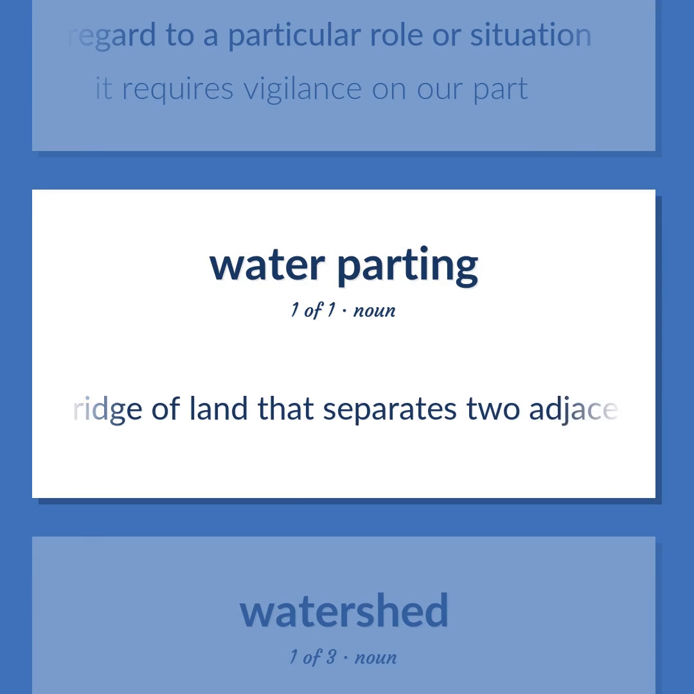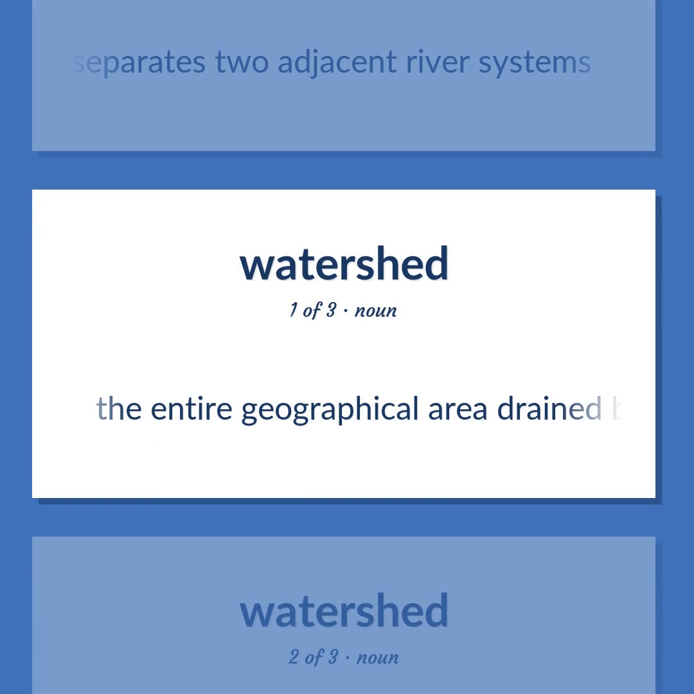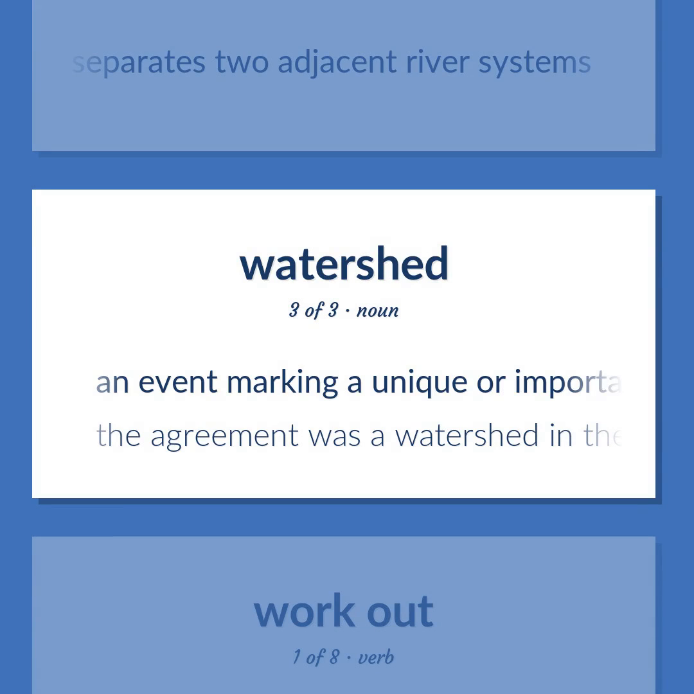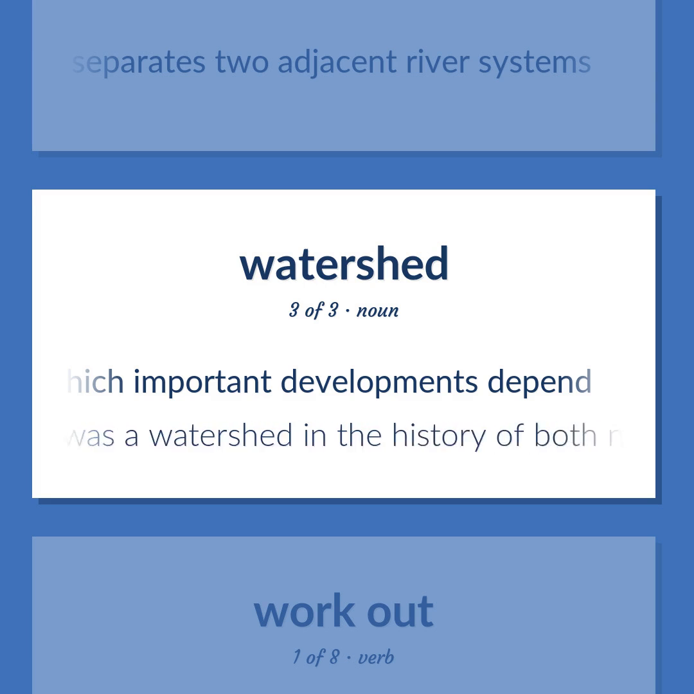A ridge of land that separates 2 adjacent river systems. The entire geographical area drained by a river and its tributaries. An area characterized by all runoff being conveyed to the same outlet. An event marking a unique or important historical change of course or one on which important developments depend. The agreement was a watershed in the history of both nations.